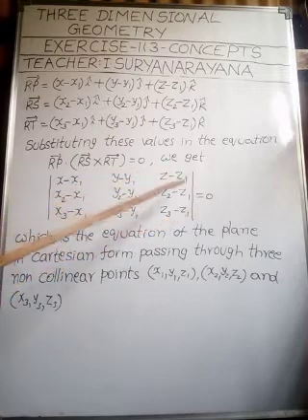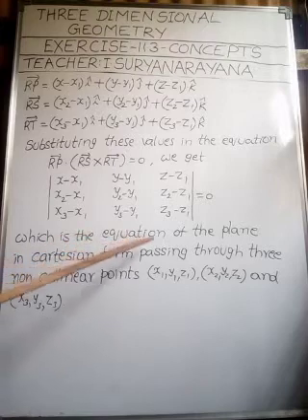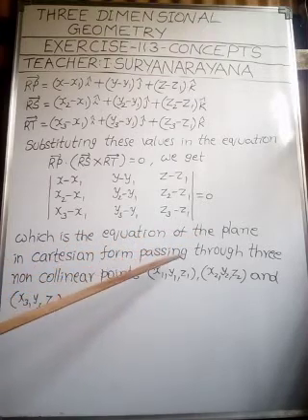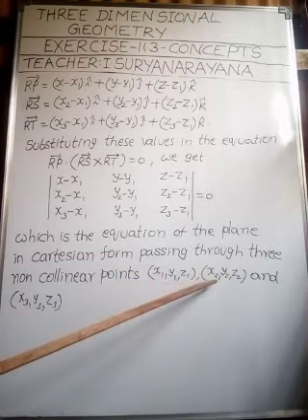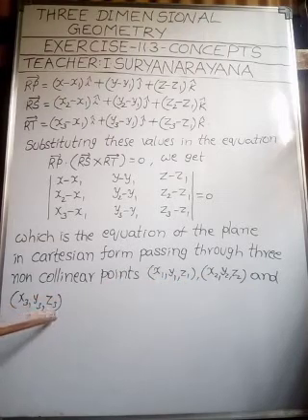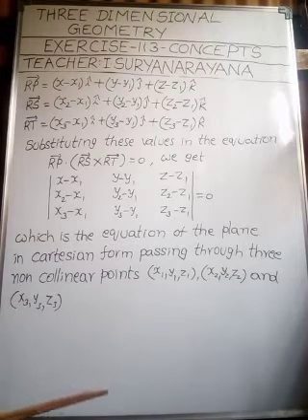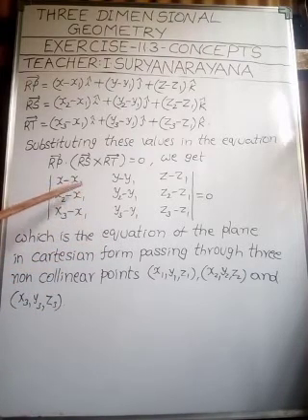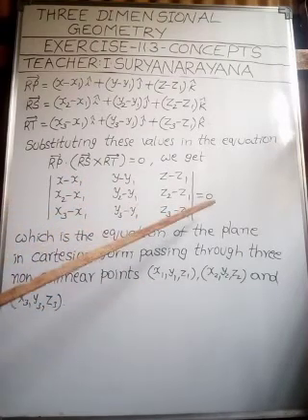This is the equation of the plane in the Cartesian form passing through three non-collinear points (x1, y1, z1), (x2, y2, z2), and (x3, y3, z3). Okay, my children. In the questions, these three non-collinear points will be given. Then they will ask you to write the equation of the plane in the Cartesian form. So it is passing through these three non-collinear points. Then you should remember this equation.